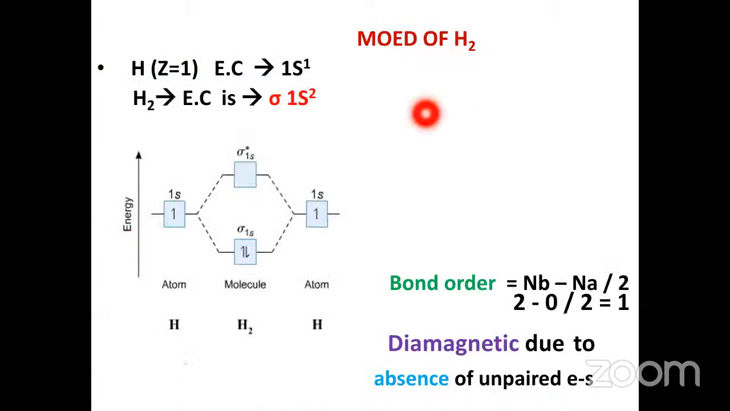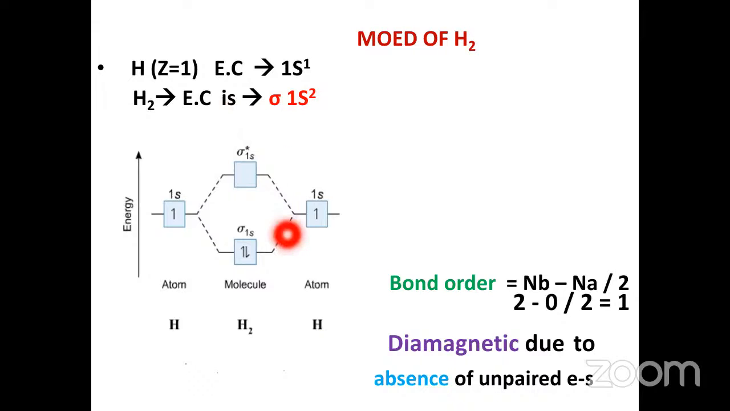Now, how to write the MOED of H2? The H2 molecule is formed by the combination of two hydrogen atoms. We know that the hydrogen atomic number is 1 and its electronic configuration is 1s1. Each hydrogen atom has 1 electron, so the H2 molecule has 2 electrons, because it is formed by the combination of two hydrogen atoms. So its electronic configuration is sigma 1s2.